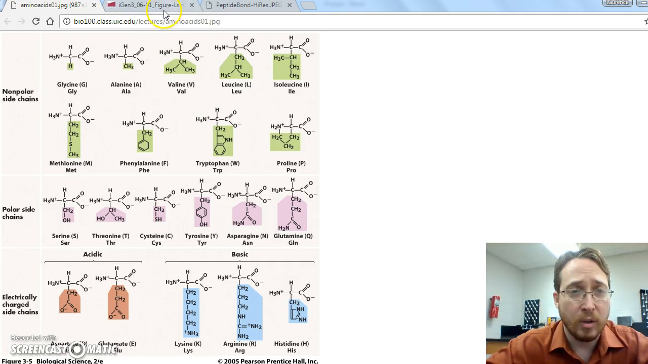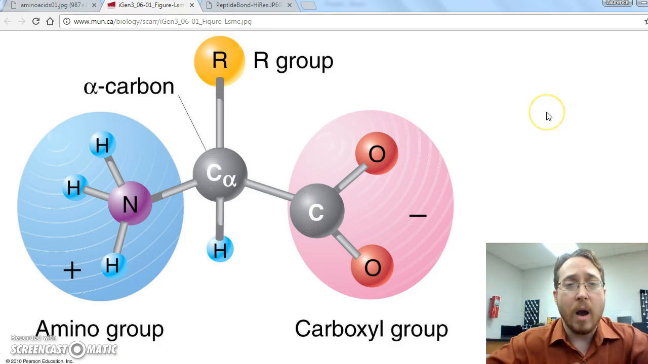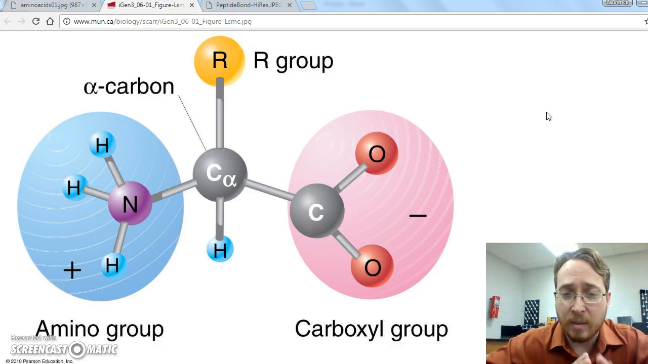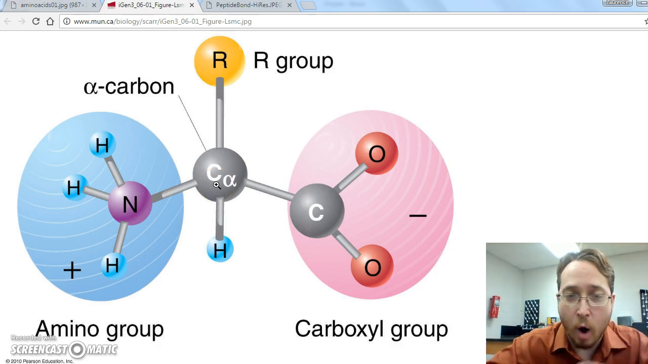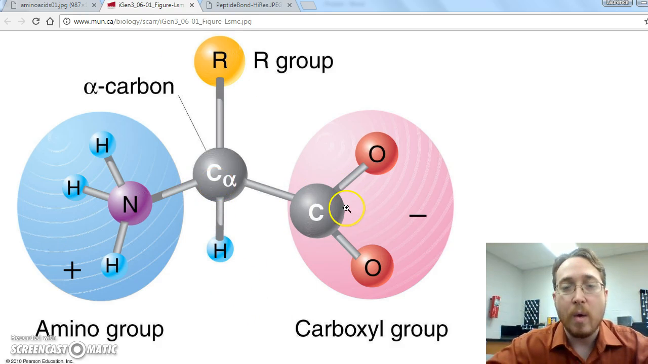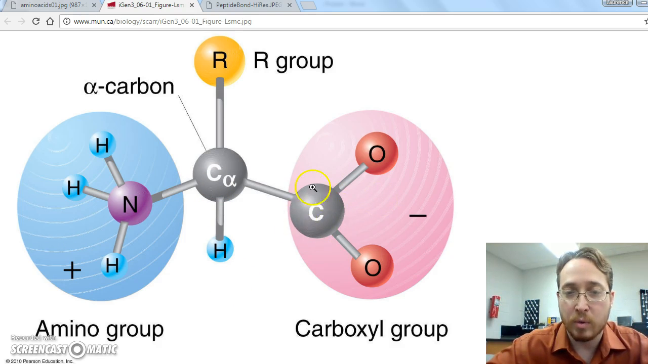So let's take a closer look at the parts that are the same. Every amino acid has a similar structure. It has an amino group on one side, which is NH3 positive. It's got a nitrogen bound to 3 hydrogens. We have the central carbon in the middle, which is sort of the hub that all of the other parts connect to. We have on the opposite side the carboxyl group, which is 1 carbon that is often shown as a double bond to oxygen and a single bond to an oxygen. So it's a carbon bound to 2 oxygens, and there's a negative charge over here. And then we have the R group.